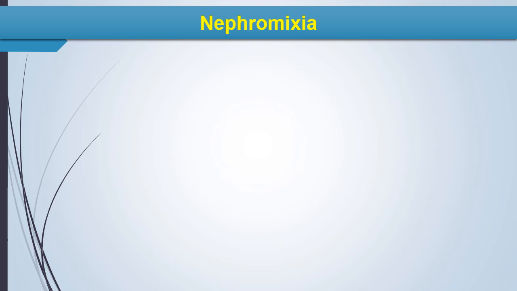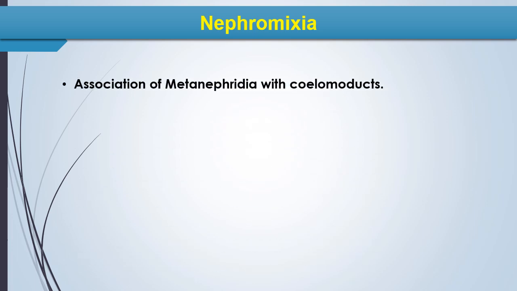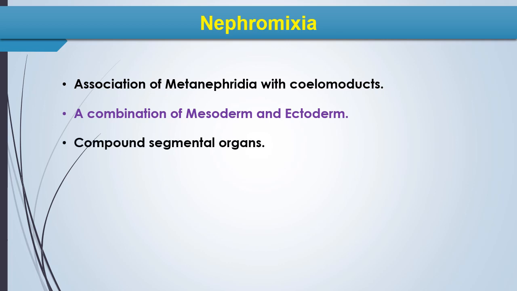We have come across the different types of nephridia in previous slides, but there are certain combinations of coelomoducts with nephridia. These types of structures are called nephromixia. We can say this is a combination of ectoderm with mesoderm. These act as compound segmental organs. This serves for both excretion and exit of gametes.